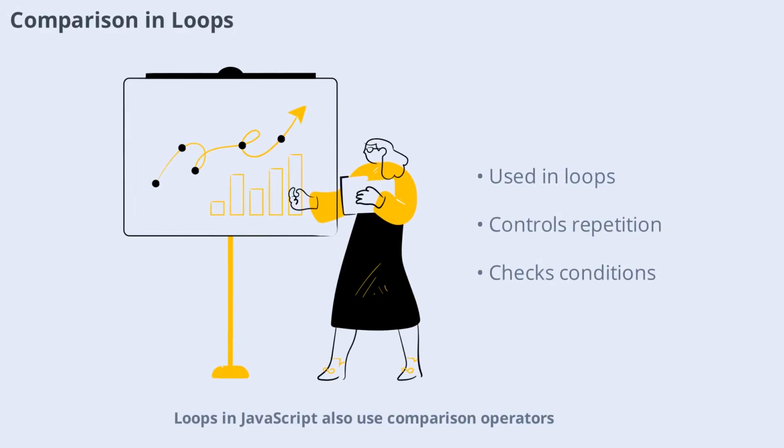Loops in JavaScript also use comparison operators to decide when to stop or continue. For example, a for loop might check if a counter is less than a maximum value. As long as the comparison returns true, the loop keeps running. When it returns false, the loop stops. This is a powerful way to repeat actions in your code.